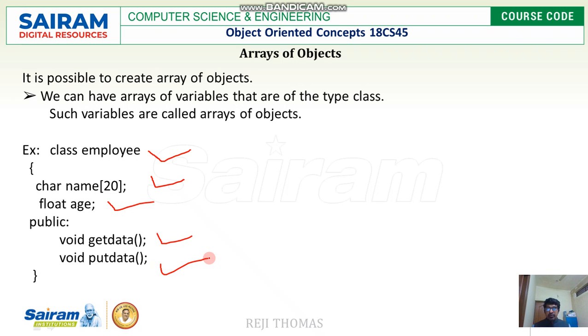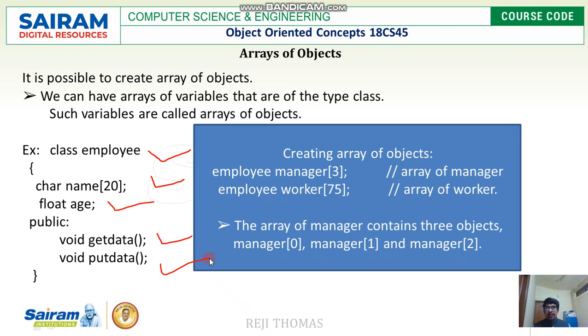Now what we are going to do is create an array of objects. So we are not creating a single object. We are going to create an array of objects so that I can read the information for multiple employees. So look at this first one. How do I create it? I have to give the class name, then the object name. And look at this, I'm not creating a single object. I'm creating objects for three managers, an array of managers.